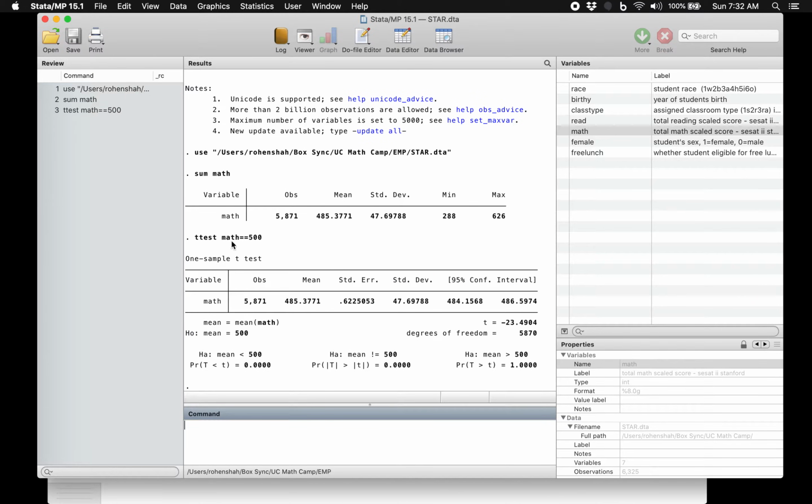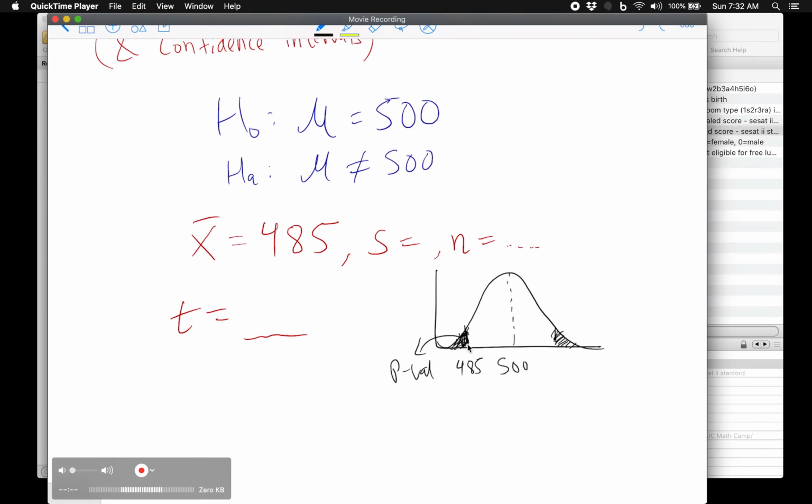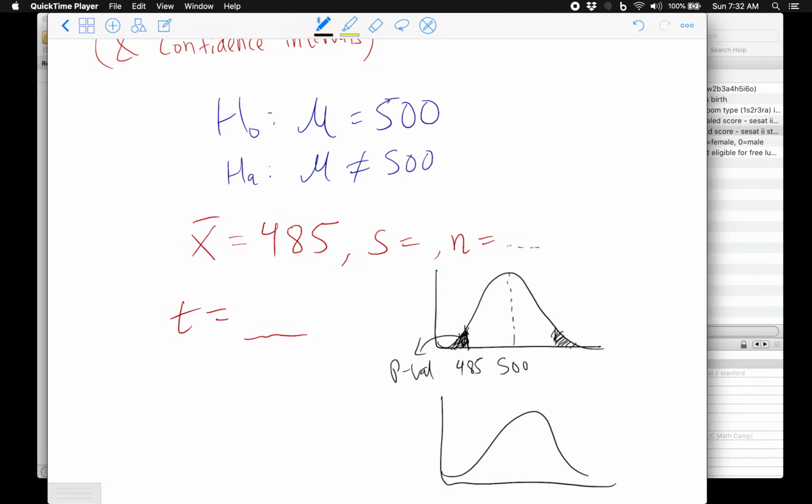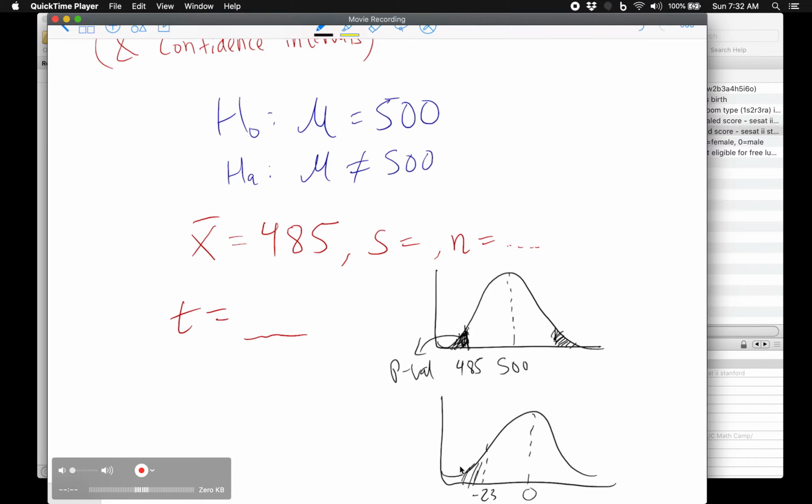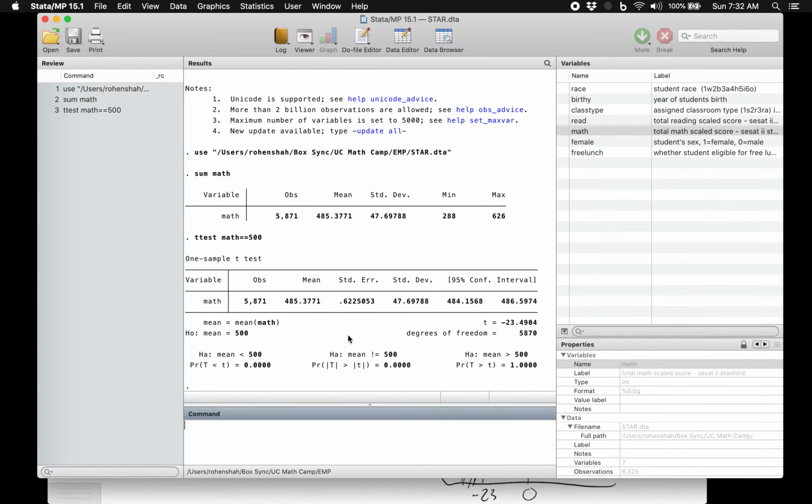First of all, it's doing the summary that we would have done anyway. But then it's specifically telling us here the T, the test statistic, it's negative 23. That's a really big negative test statistic. That means we're 23 standard errors away from the mean, right? So negative 23 means this p-value is going to be very, very close to 0, super, super tiny. And the p-value is this thing in the middle here.